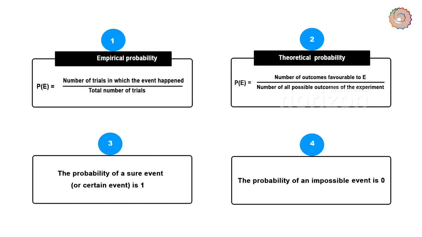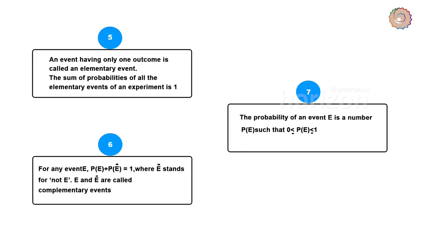Let us summarize. Empirical probability P of E is given by the number of trials in which the event has happened divided by the total number of trials. Theoretical probability P of E is given by the number of outcomes favorable to E divided by the number of all possible outcomes of the experiment. The probability of a sure event or a certain event is 1, and the probability of an impossible event is 0.